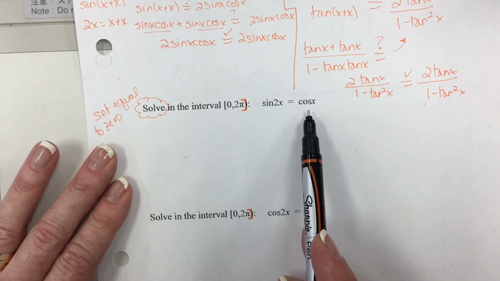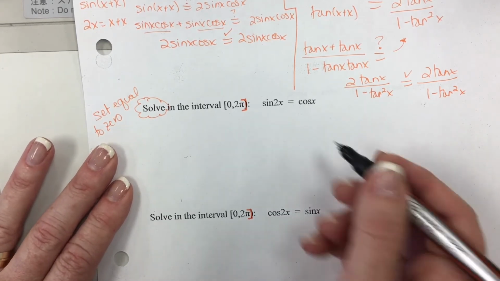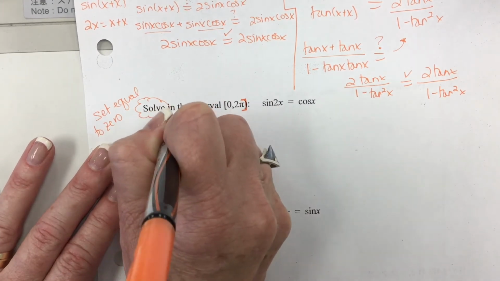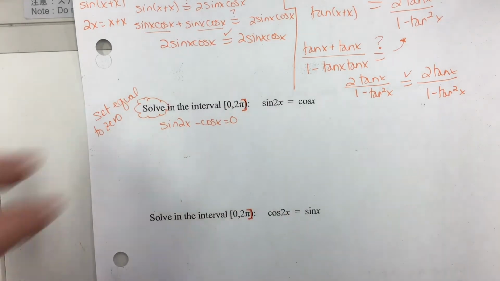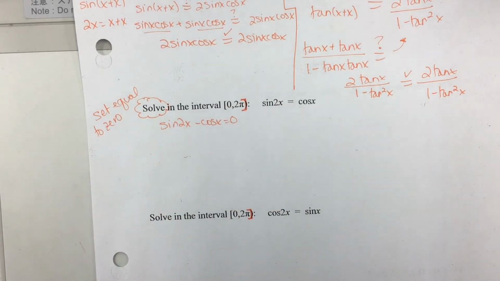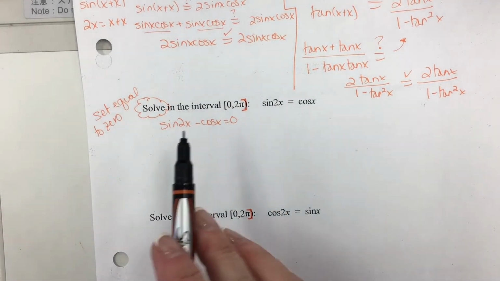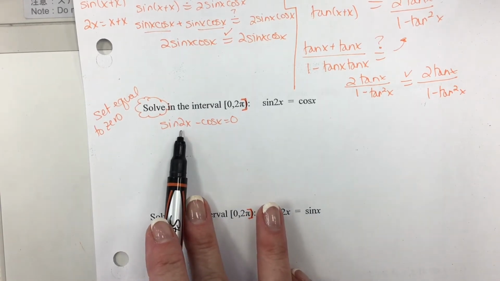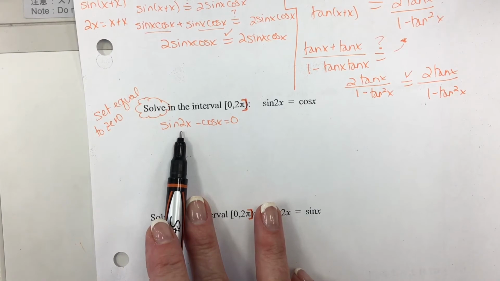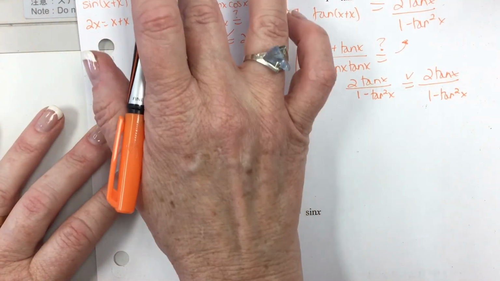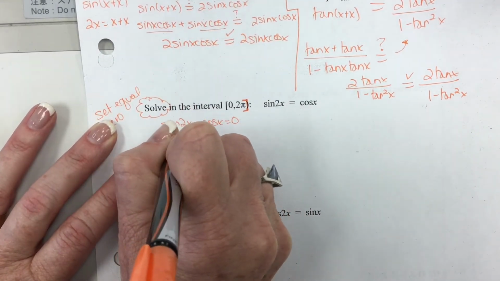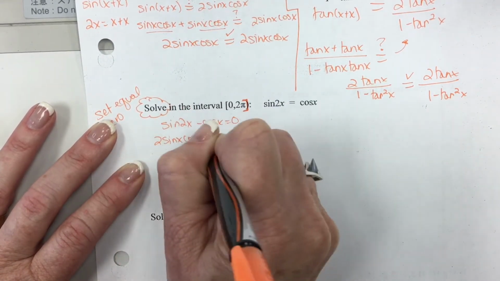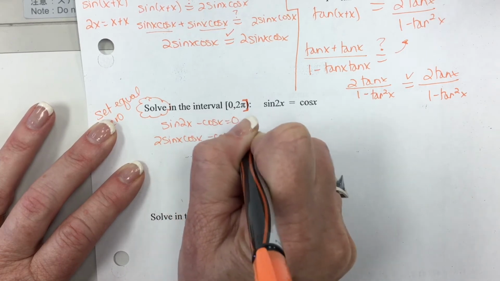Okay, so the first thing I want to do is, let's set this equal to 0. So I'm going to have sine 2x minus cosine x equals 0. Okay? Now there's my double angle, sine of 2x. I'm going to just do a very quick substitution, and from the formula at the top, I'm going to substitute in 2 sine x cosine x minus cosine x equals 0.